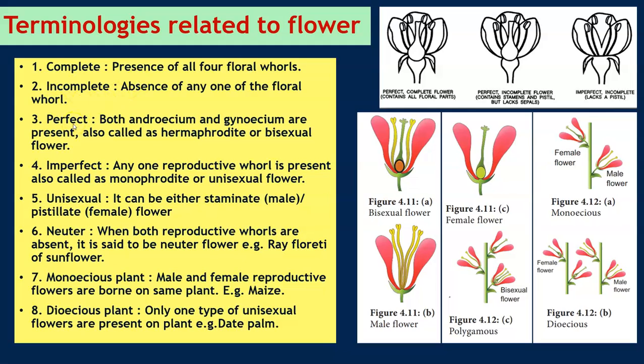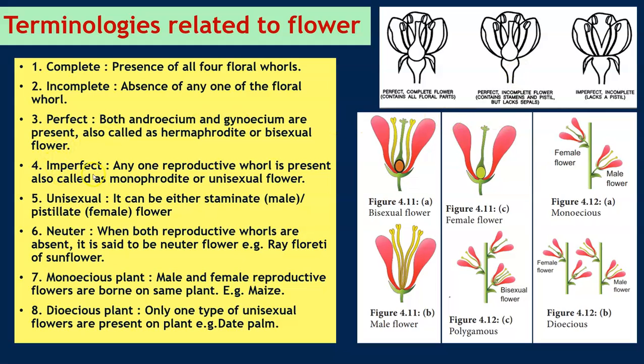Then we have, what do I mean by the perfect flower? Both androecium and gynoecium are present. So they are also called hermaphroditic or bisexual flowers. So both these are examples of perfect flowers because both the androecium and gynoecium are present. But in this case, it's a complete flower, and in this case, it is an incomplete flower.